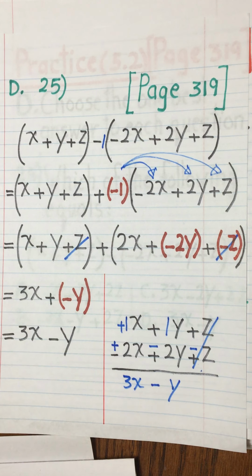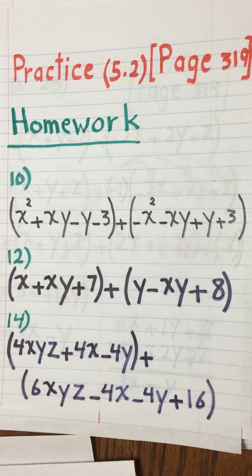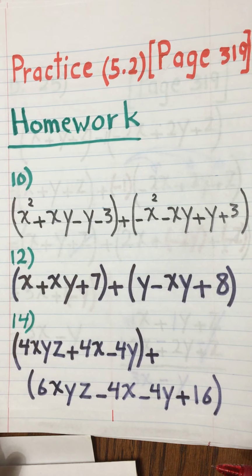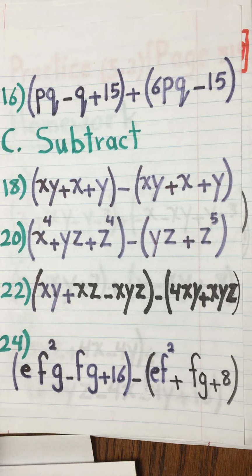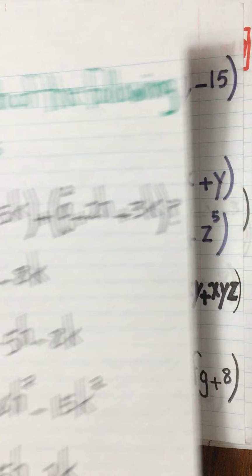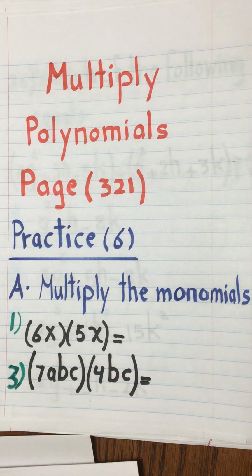Your homework, guys: even number questions 10, 12, 14, 16, 18, 20, 22, 24, and 26. Now we're going to multiply polynomials, page 321.